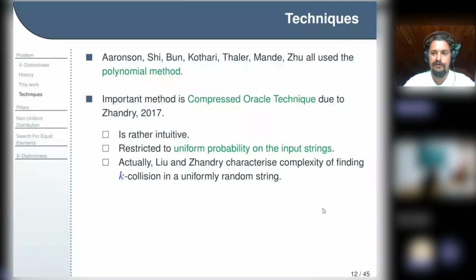Actually, at the last QIP, there was a paper on permutations, which was really important for the quantum cryptography field. Okay, and for most problems like k-distinctness, if you're interested in the worst case complexity, then the uniform probability is not the correct thing you should look at. Actually, Will and Zhandry, in the same year, 2017, characterized the complexity of finding k-collision under this assumption that we have a uniform random string.